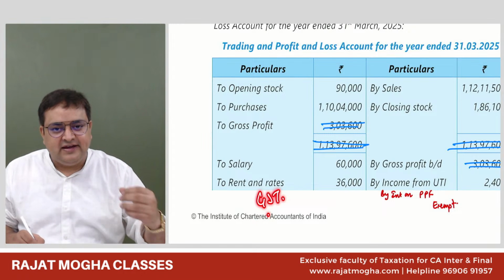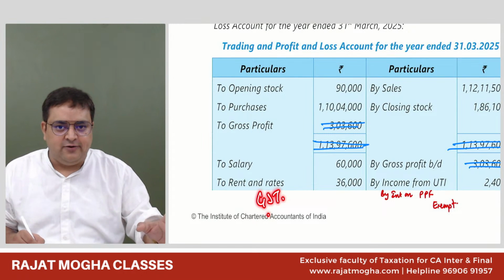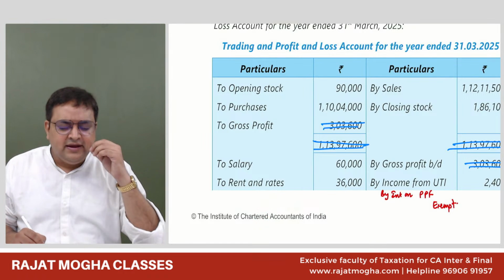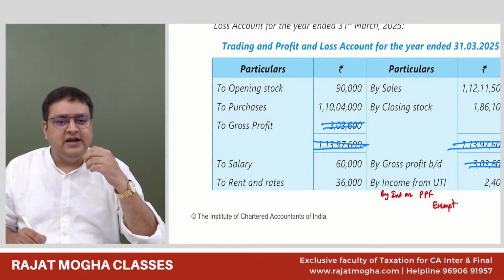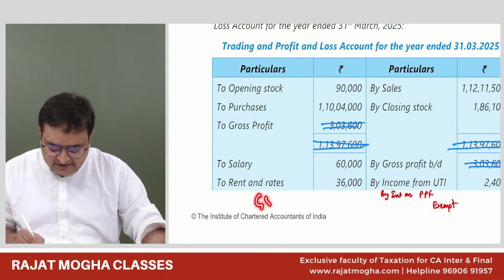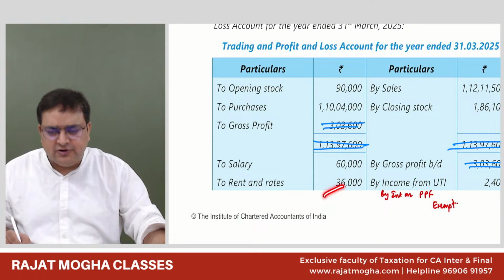Any other sales tax, VAT, etc. All taxes are allowed. Except which tax is not allowed? Income tax. Income tax, provision for income tax, interest on income tax, we will not allow that. GST liability is allowed, so it includes GST also. We are okay with it.